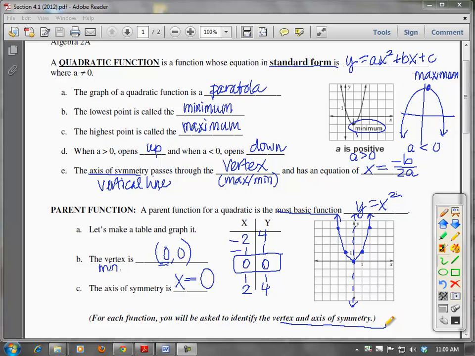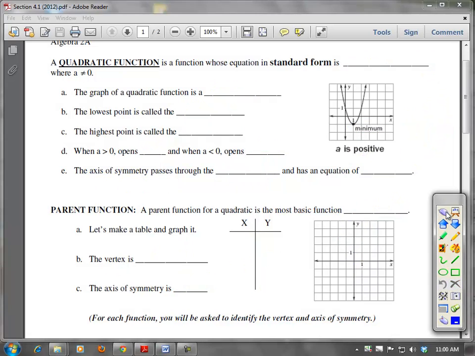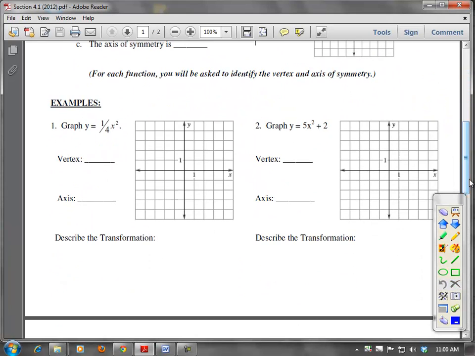Okay? What we're going to do is look at a couple of different graphs where we're going to make some changes to the look of the graph. So let's move this up, and let's do the two examples that are at the bottom. The first one says graph y equals 1/4 x squared. Now, if you have a graphing calculator, you can put this function in your y equals menu, and if you hit second graph, it will give you the table. For those of us that don't have a graphing calculator, I'm going to make a table.